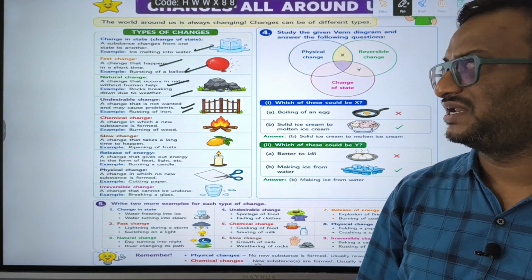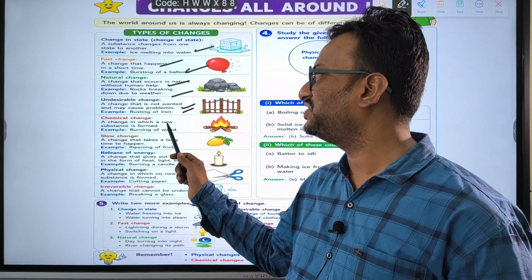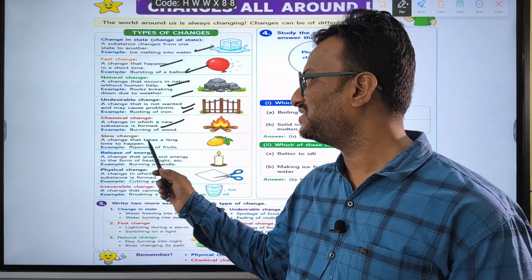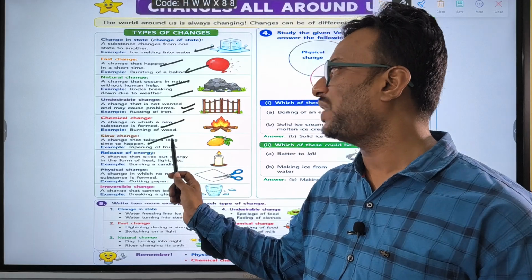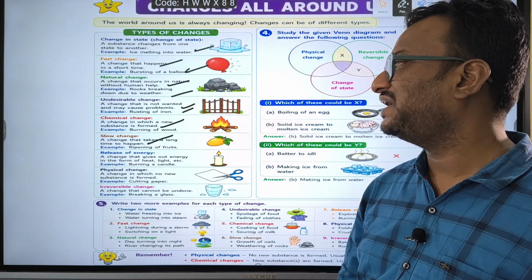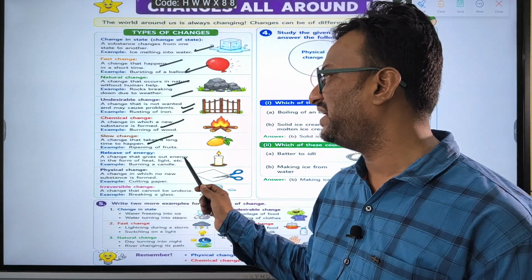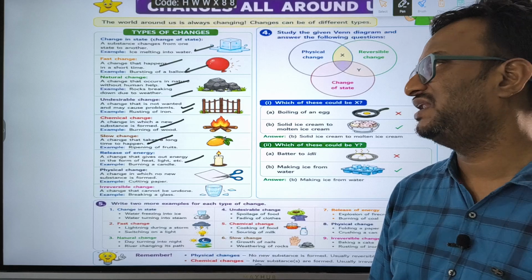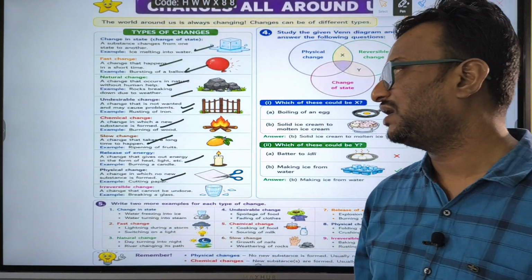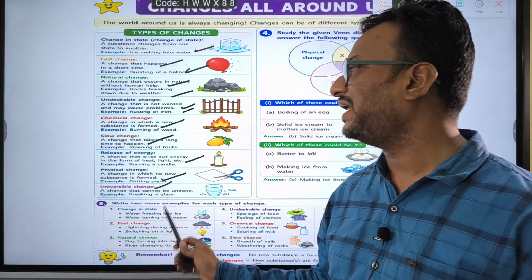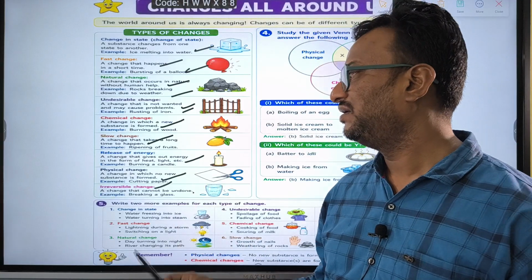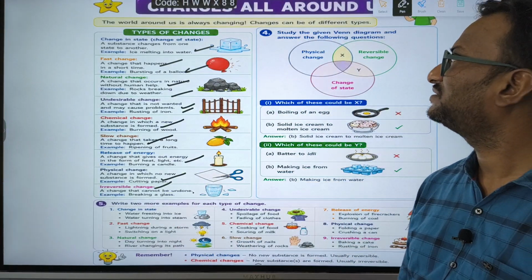Rusting of iron: chemical change, a change in which a new substance is formed. Burning of wood: slow change, a change that takes a long time to happen, such as ripening of fruit. Release of energy: a change that gives out energy in the form of heat and light, such as burning of a candle. Physical change: a change in which no new substance is formed, such as cutting of paper. Irreversible change: a change that cannot be undone, such as breaking of glass.